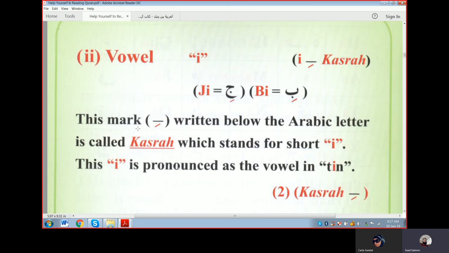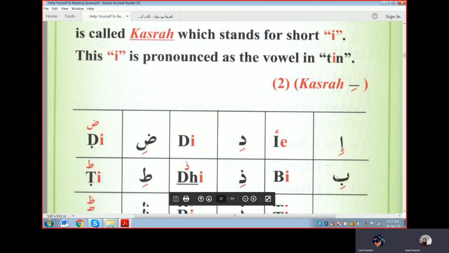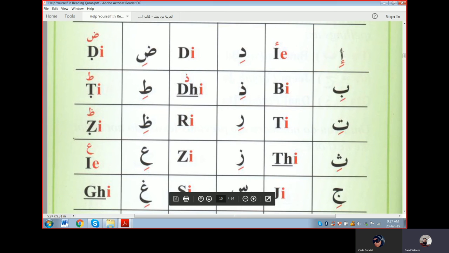So read this. Start reading. This mark written below the Arabic letter is called kasra, which stands for short i. This i is pronounced as the vowel in tin. I hope you will find this very easy. Alif, hamza, kasra, i.